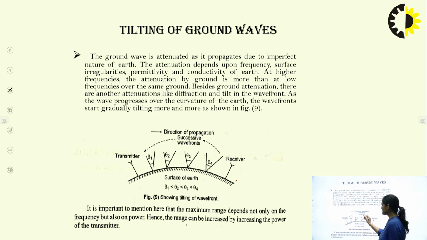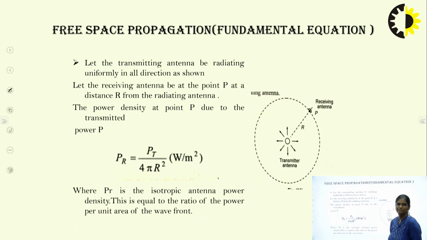So these are the successive wave fronts, and this is the direction of propagation, meaning you are sending your signal from transmitter to receiver, and this is the surface of the earth. Your angles are theta 1, theta 2, theta 3, theta 4. Theta 4 is greater than theta 3, theta 3 is greater than theta 2, and theta 2 is greater than theta 1. It shows the tilting of the wave front. It is important to mention here that maximum range depends not only on the frequency but also on the power. Hence the range can be increased by increasing the power of the transmitter.